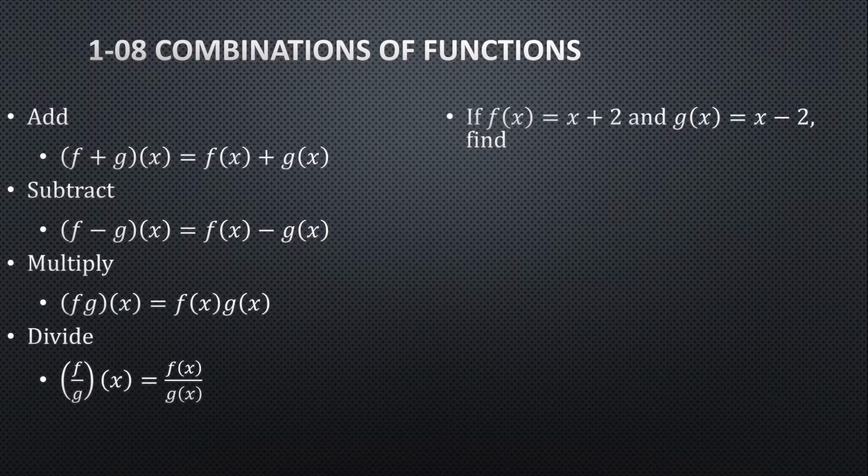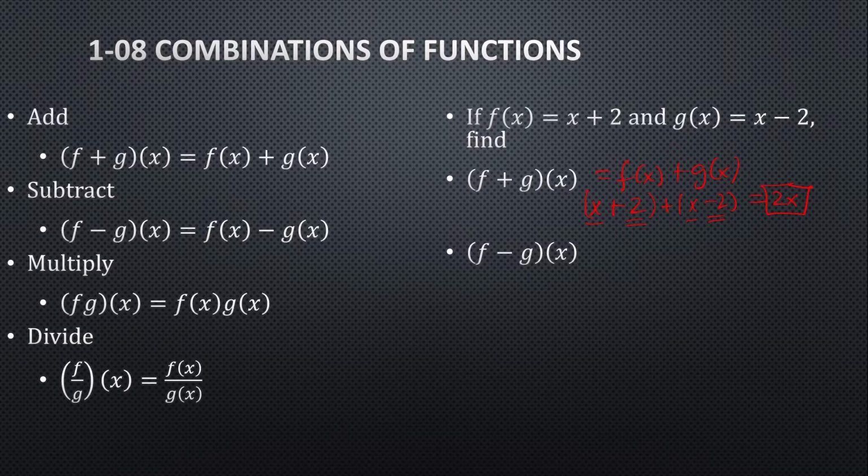If f of x is x plus 2 and g of x is x minus 2, find f plus g of x. Well, that would be f of x plus g of x, or x plus 2 plus x minus 2. So x plus x, and then 2 plus a negative 2 is 0.